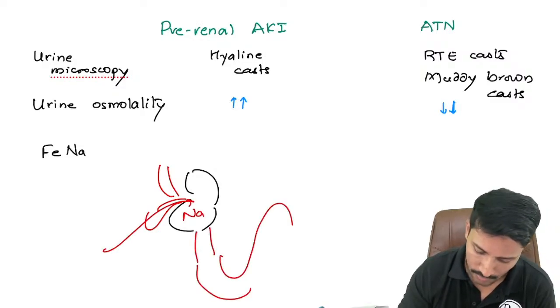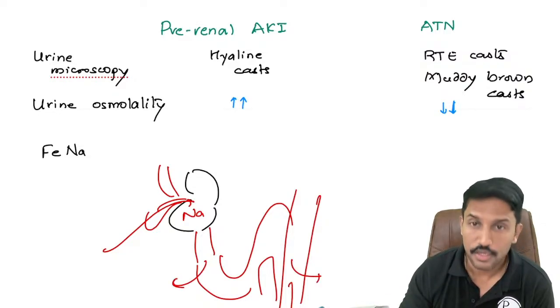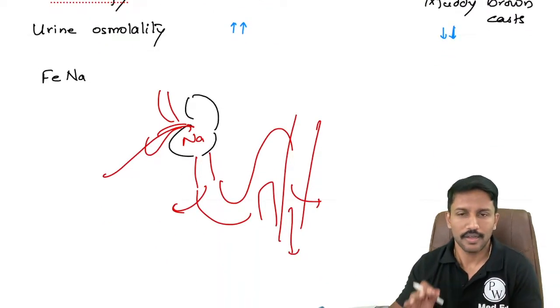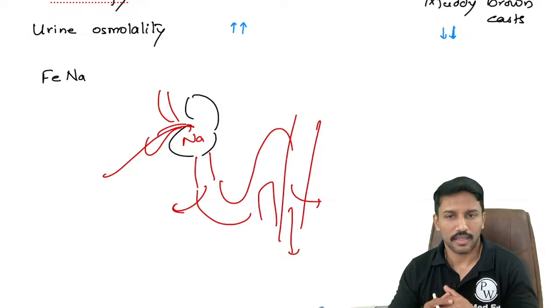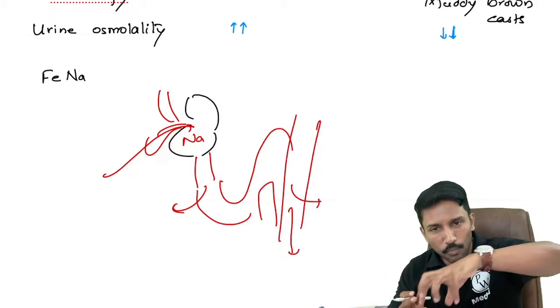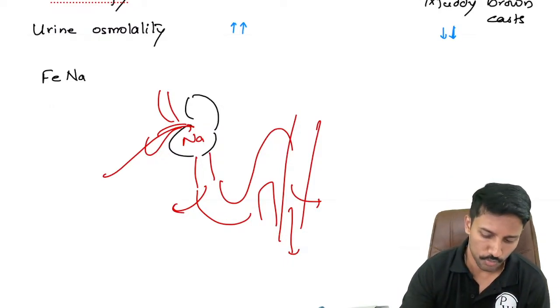Out of this sodium, how much do I reabsorb and how much do I excrete in urine? That's what we are looking at. Now you tell me, if you have hypovolemia, pre-renal AKI, do you want to reabsorb more sodium or do you want to lose more sodium? Whenever blood volume decreases, right?